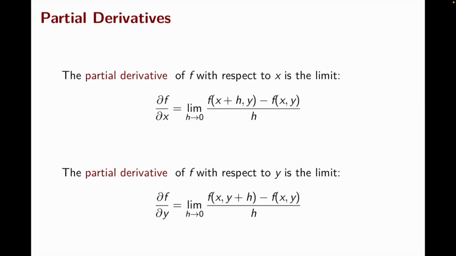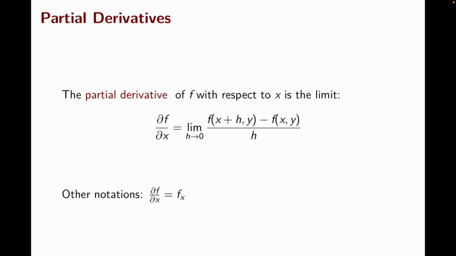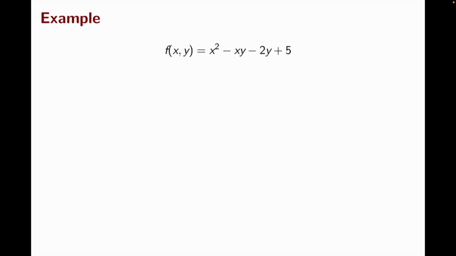The partial derivative of f with respect to y is the limit where the increment then is going to happen in the y variable. So this is the common notation for partial derivatives with respect to the variable x and with respect to the variable y, but they are not the only ones. This other notation is also very common, so you can just put the name of the function and put a subindex x or subindex y for the derivative with respect to y. And so let's see how we actually calculate these derivatives.